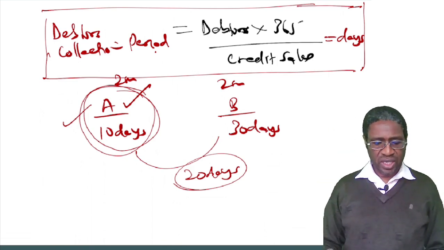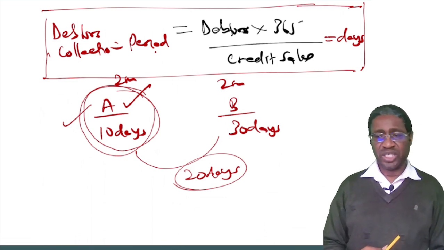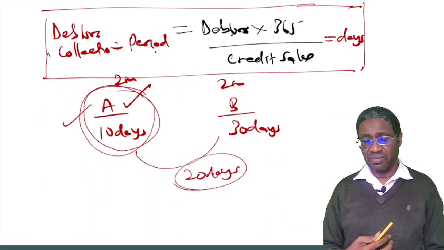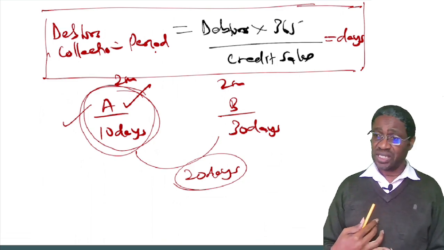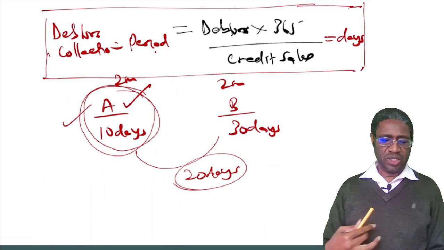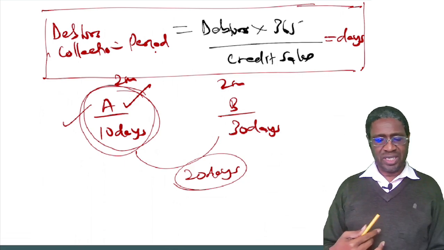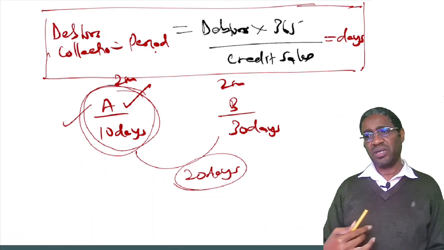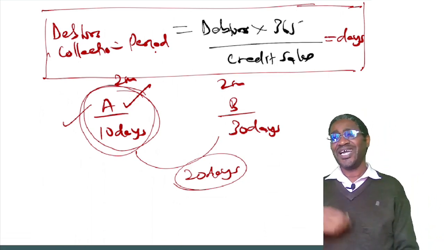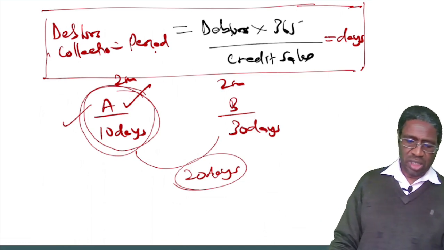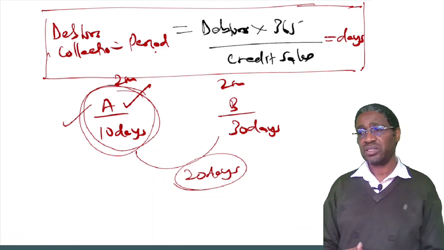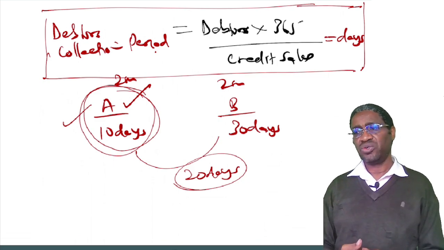Then you say this: The shorter the period, the better the firm, since the business can receive cash earlier, and hence utilize it elsewhere to generate profit.